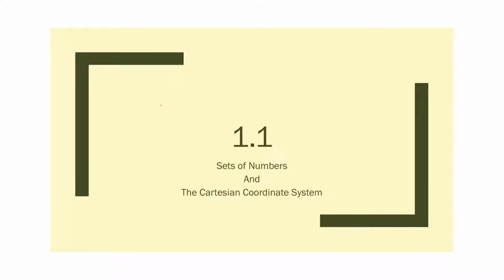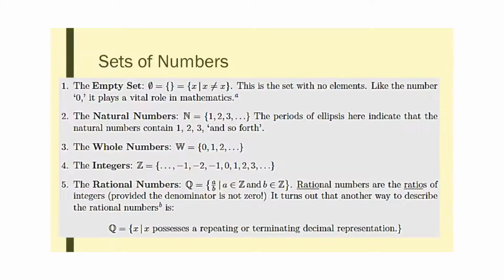So this is section 1.1 in pre-calculus, the sets of numbers and the Cartesian coordinate system. So let's talk about some set terminology. We refer to the empty set, the set with no elements in it, using this zero with a line through it, or curly brackets with no elements in the set.